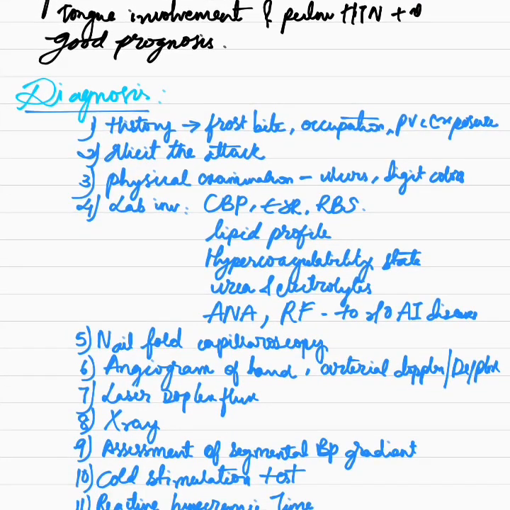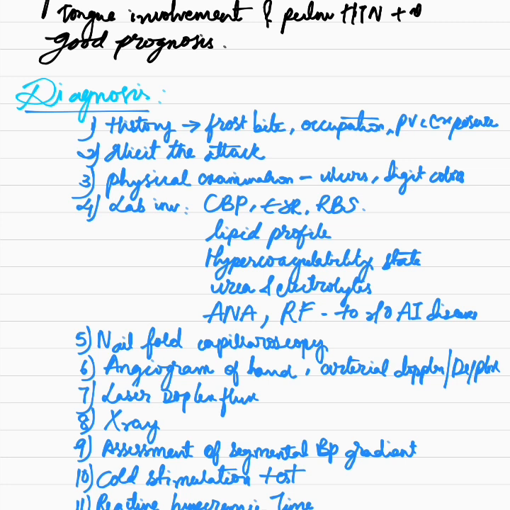Coming to the diagnosis, first, taking history is really important to rule out various causes or to find any underlying etiology. The history should be taken pertaining to any history of frostbite, occupation of the patient, and if there has been any exposure to polyvinyl chloride. It is also important to elicit the attack if the history is non-explanatory. Physical examination of the digits to look for any change in colors and also presence of ulcers is necessary.